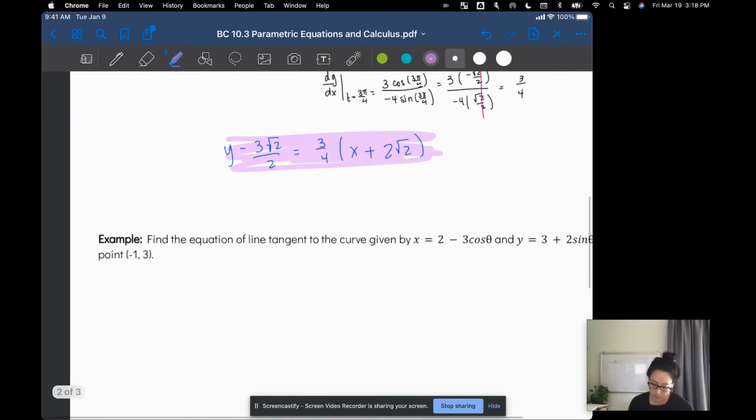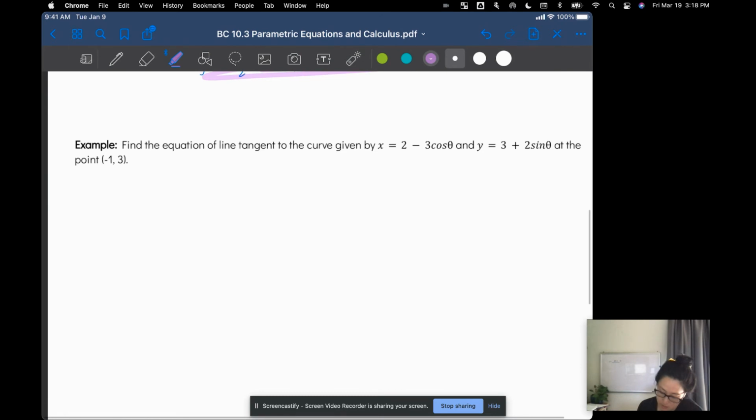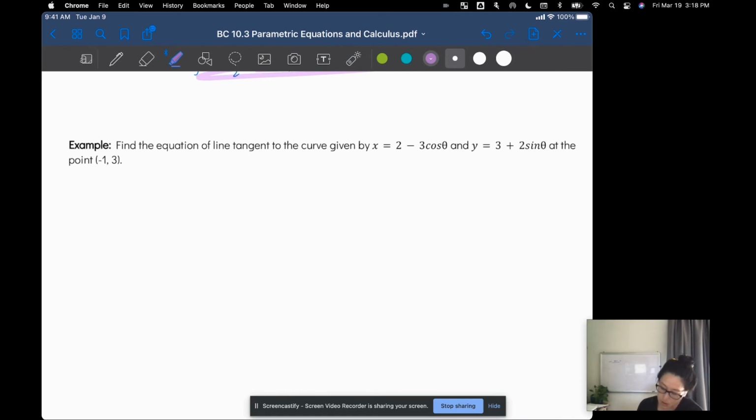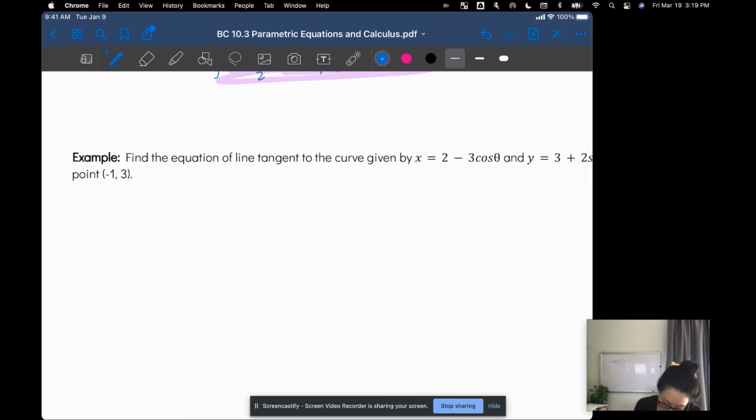Next up, we're going to find the equation of the line tangent to the curve given by x equals 2 minus 3 cosine theta and y equals 3 plus 2 sine theta at the point negative 1, 3. This one is different because we're given a point. So I have x and y.